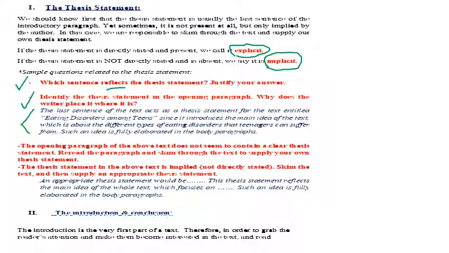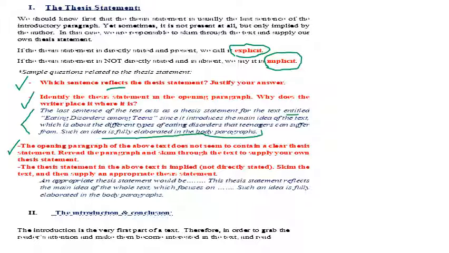Your answer would be like this. The last sentence of the text acts as a thesis statement for the text entitled, please have a full answer, Eating Disorders Among Teens, since it introduces the main idea of the text, which is about the different types of eating disorders that teenagers can suffer from. Such an idea is fully elaborated in the body paragraphs. Obviously, the thesis statement, the ideas we write there, we elaborate them, we explain them, we prove them in the body paragraphs. Okay? Now, when it's implicit, how do I ask you the question?